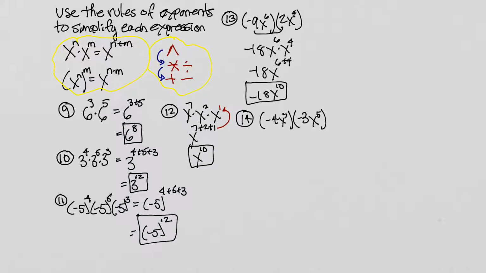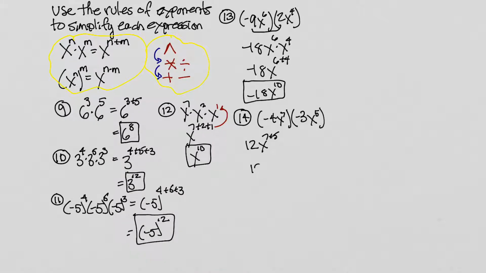Number 14, we've got a multiplication here. Negative 4x to the 7th times negative 3x to the 5th. Let's do this. Negative 4 times negative 3, that's positive 12. And then x to the 7th times x to the 5th. We're multiplying those two. They have the same base. They're both x's. So we're going to add the exponents. So we'll get 7 plus 5, but you can probably do that in your head. So we're going to end up here with 12x to the 12.